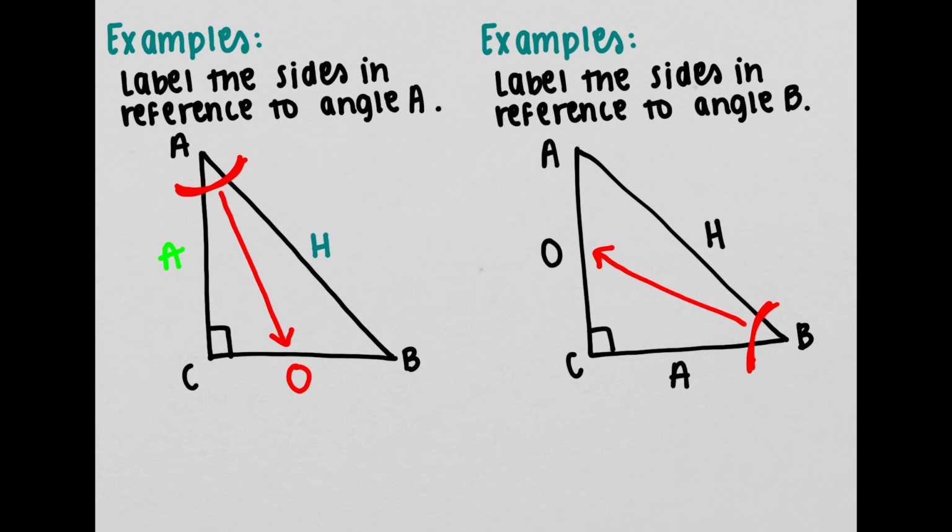Now, if you look here in both of our pictures, the hypotenuse is the same because it's across from the 90. What changes, though, is the opposite side and the adjacent side.